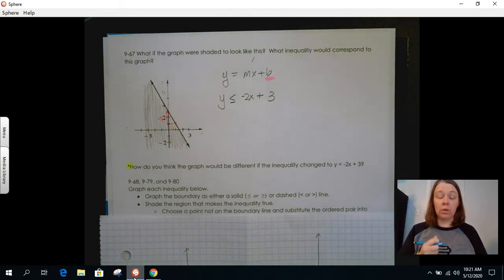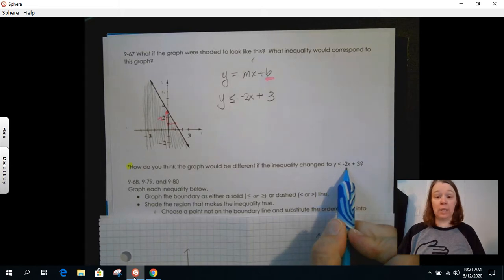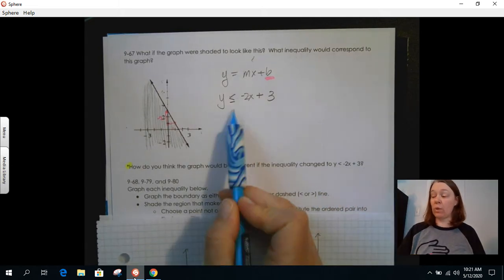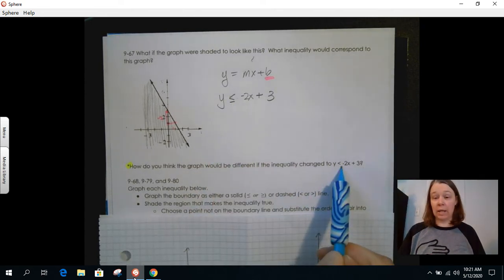Okay, now, here's another question I'm going to ask you. How do you think the graph would be different if the inequality changed to y is less than negative 2x plus 3? So what is the difference going to be between less than or equal to and less than? And maybe think back to what was the difference when we were graphing on a number line between a less than and a less than or equal to.